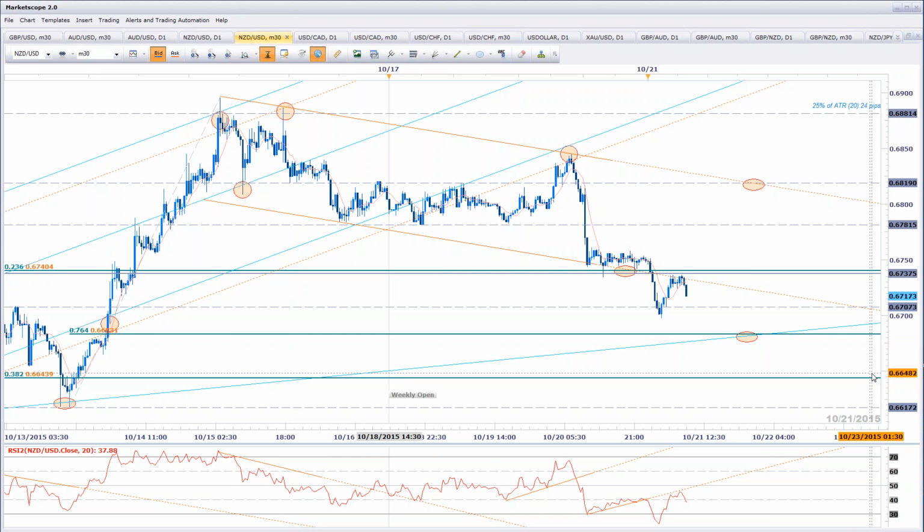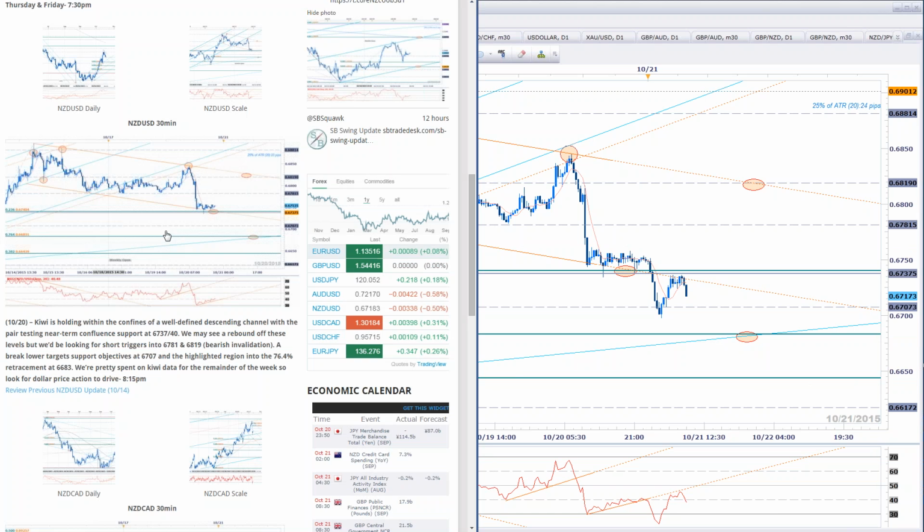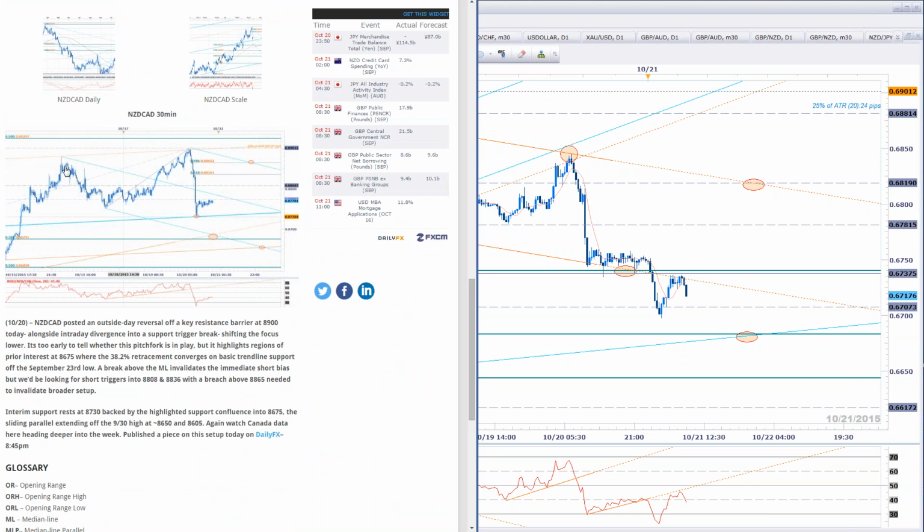Kiwi CAD was the last setup that was highlighted in yesterday's intraday update. Another one, I actually highlighted this setup on Daily FX as well yesterday. A little bit of an adjustment to the levels that we made on that report. But let me start off with the daily.